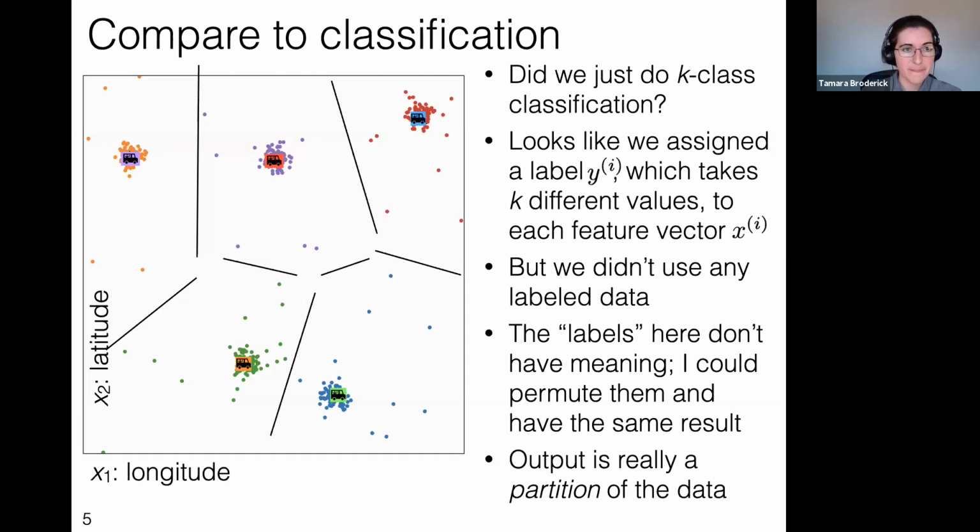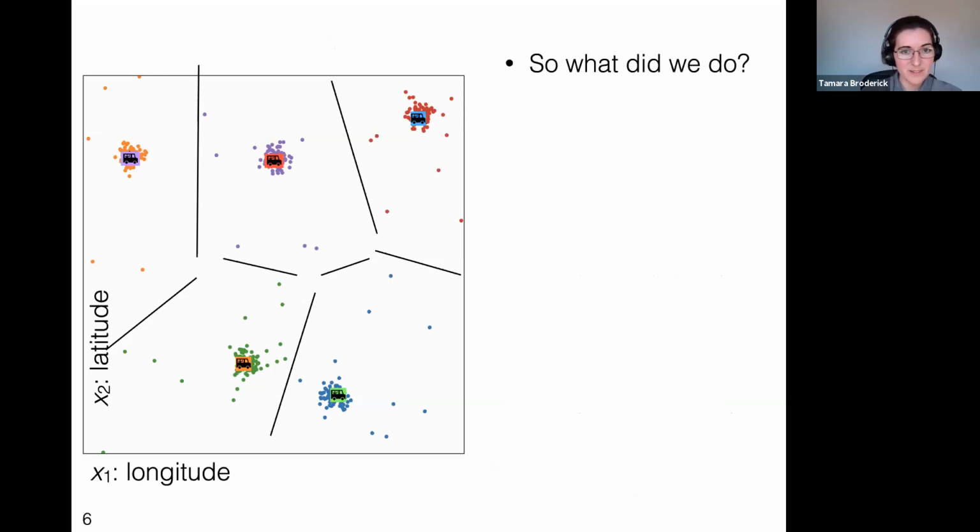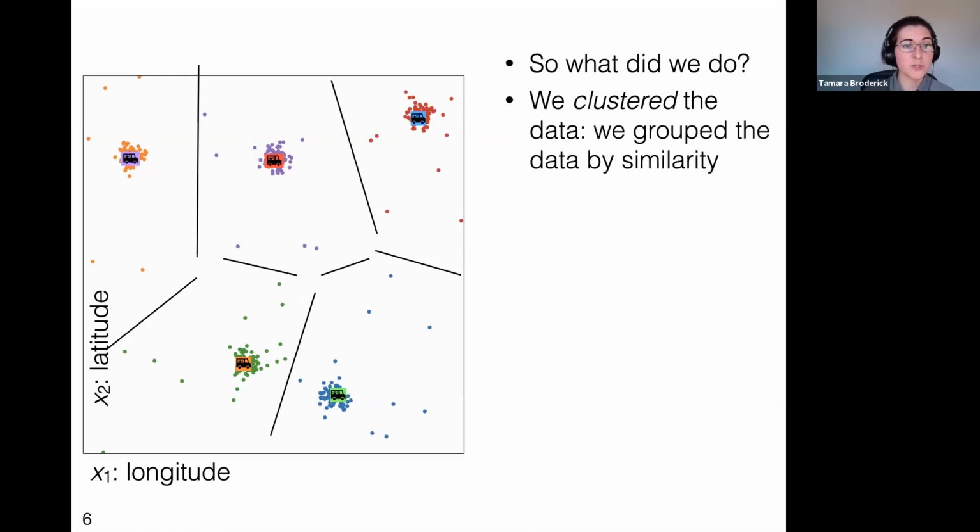Okay. Now, that all being said, I've said a few times now what we're doing. Let's make that formal. What are we actually doing here? Because it's not classification. Hopefully we agree and have established that. So what did we do? Well, it's going to be something that needs a new name because we didn't do it before. We clustered the data. We did what's known as clustering. Okay, what is clustering? It's grouping data by similarity.